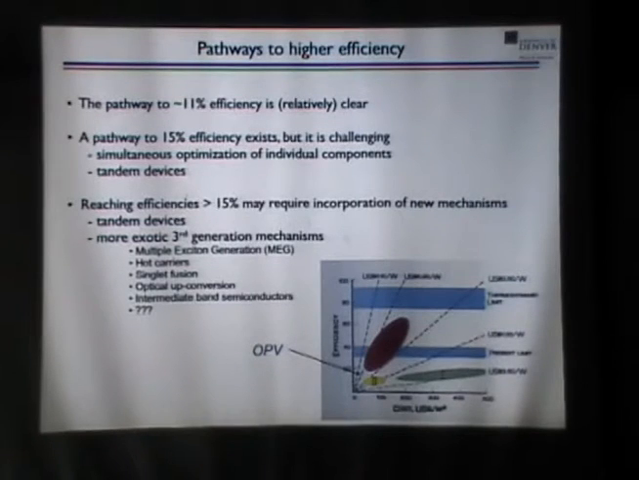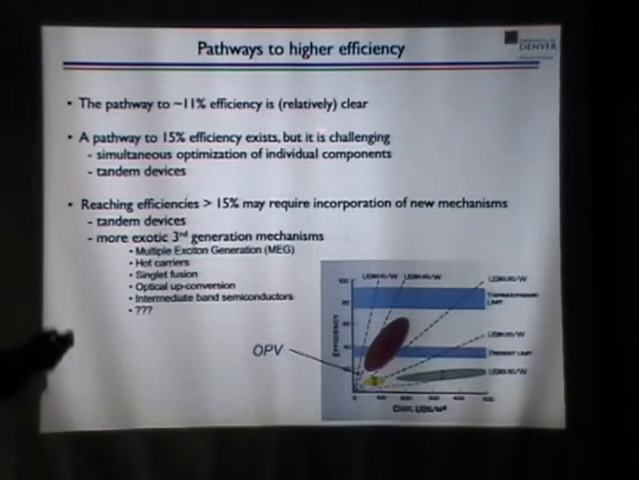Now the question is, how do we go much higher? 11% is really on the low end of what could be commercially viable for making large-scale arrays out in the field. Silicon devices are 22%, cadmium telluride are 15%. So to really be competitive, organic PV needs to push to those higher values.